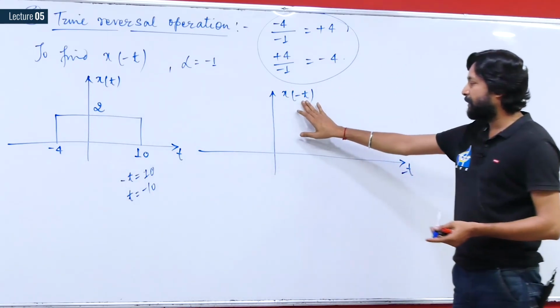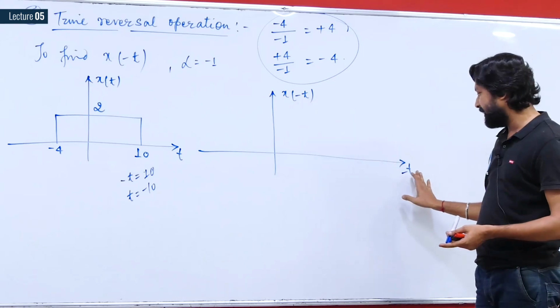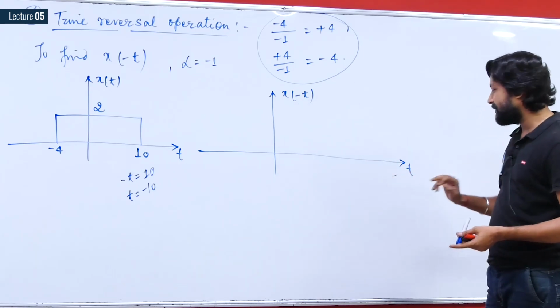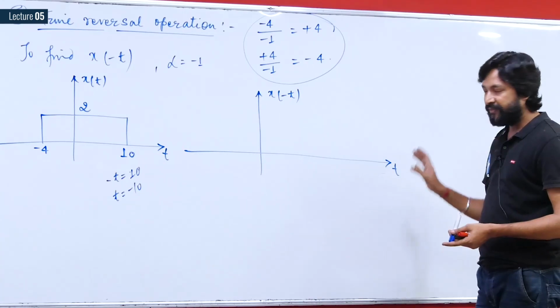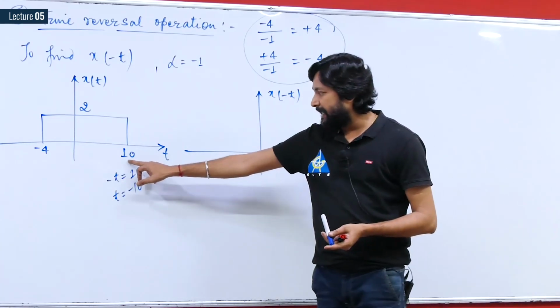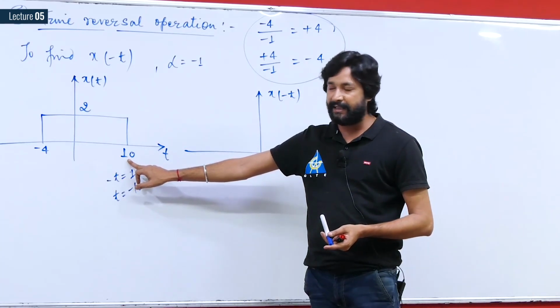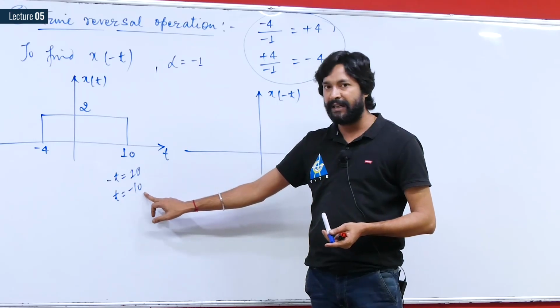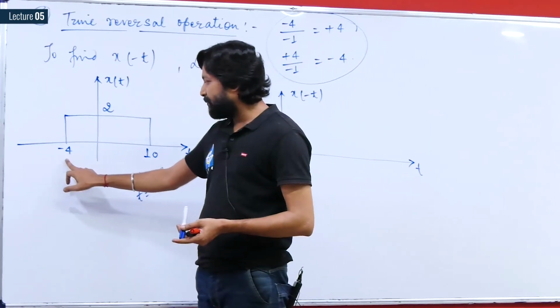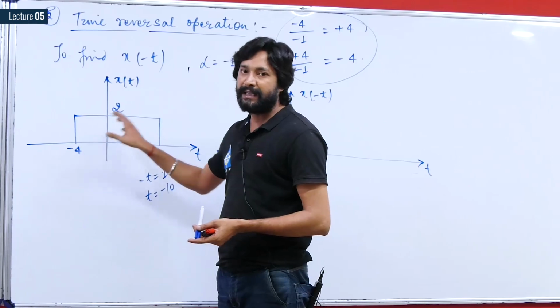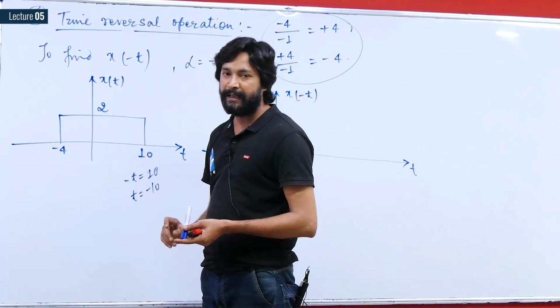So if you want to draw x of -t with respect to t, not -t, we just want to plot it with respect to t. So earlier, if 10 was the value of -t, the value of t will be equal to -10. Similarly, if this point -4 is representing -t, then the value of t will be 4.